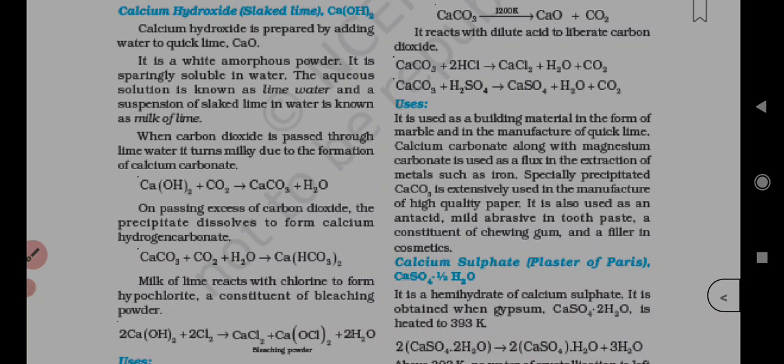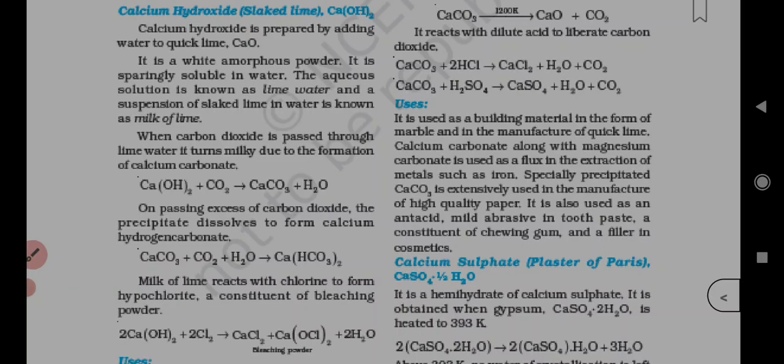If you go to Paris, you will not get a full water bottle, you will get a half water bottle. So calcium sulfate is having a half water molecule, that is hemihydrate. So it is a hemihydrate of calcium sulfate. It is obtained when gypsum, CaSO4·2H2O, is heated.